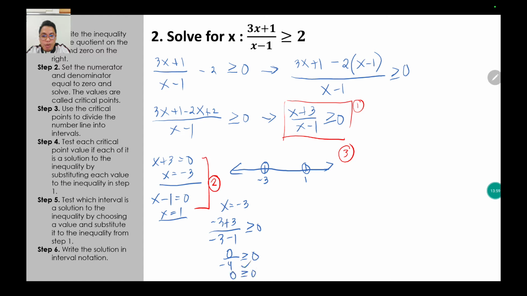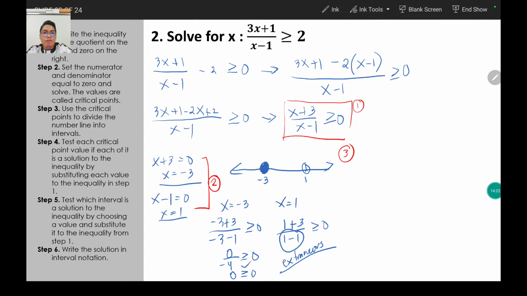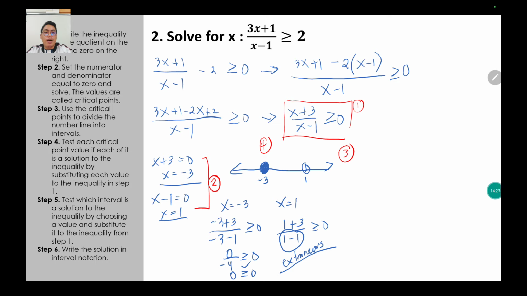This is true. So we shade now -3. Next, for x = 1. So (1 + 3) over (1 - 1) greater than or equal to 0. You see this one is 0 in the denominator. No, extraneous. Ulit. So we will not shade it. Okay? So that is our step number 4. So, step number 4 natin, nagkaroon na ng shade yung ating mga critical values if they are solution or not.